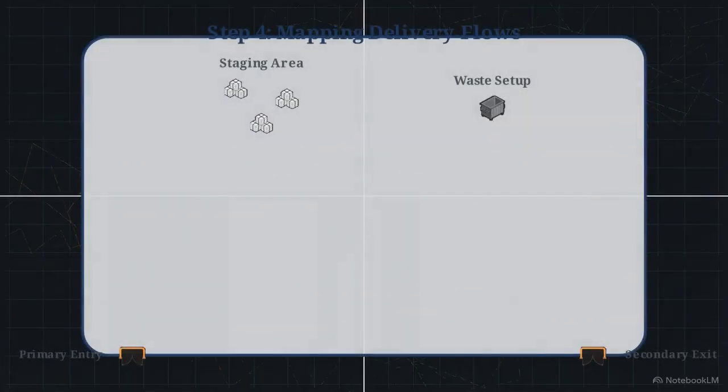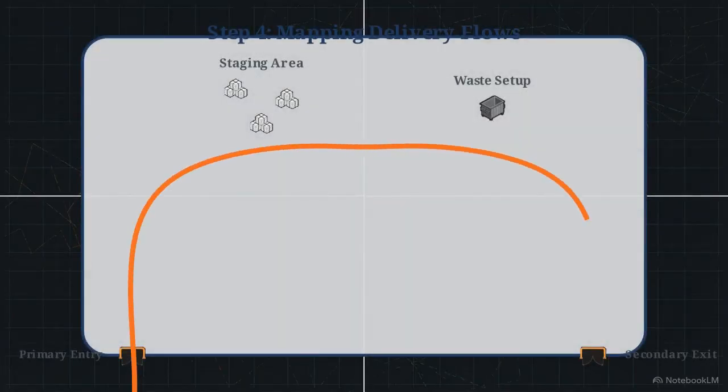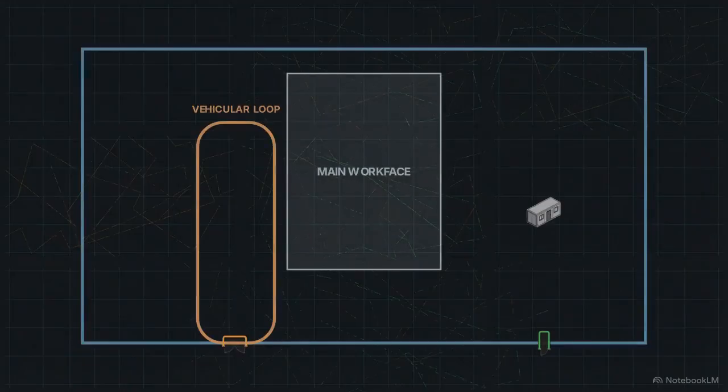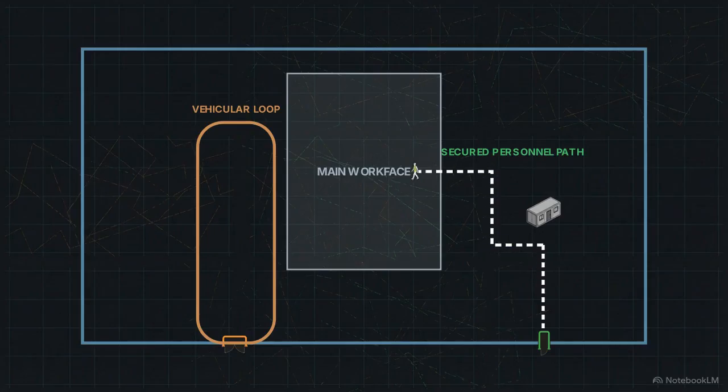Step 4 is mapping delivery routes. Create a continuous loop so trucks enter the site, drop materials at the staging area, and exit without reversing. Always verify your turn radii on the map to ensure heavy haulers aren't physically trapped by the site's geometry. Next, draw the pedestrian paths. Route them directly from the pedestrian gate to the office trailers and then to the main work phase.